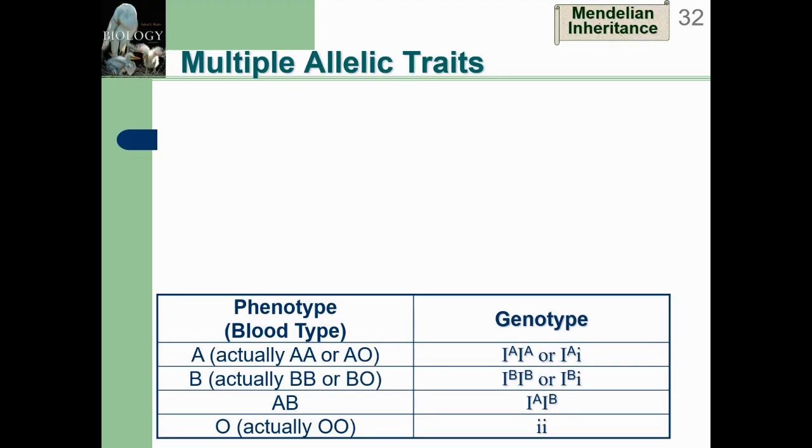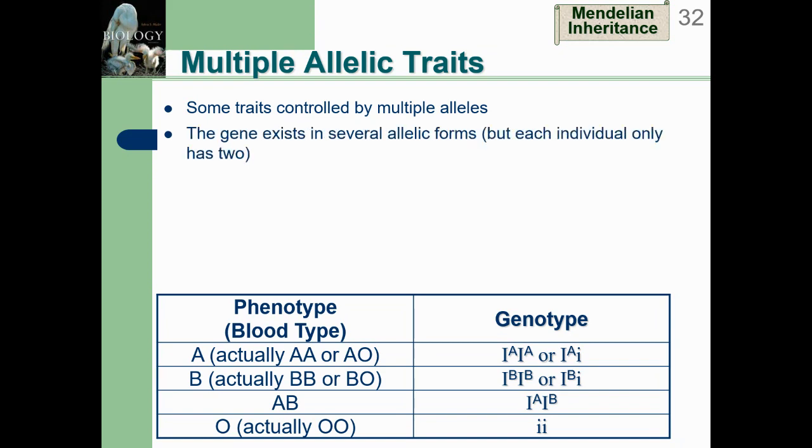We have some traits that are multiple allelic, meaning we don't just have capital and lowercase alleles, we have multiple alleles. So we have more than 2 possible outcomes. So the gene exists in several different forms. Each individual still only gets 2 alleles, but it's more than just a capital and a lowercase. So an example is ABO blood types.